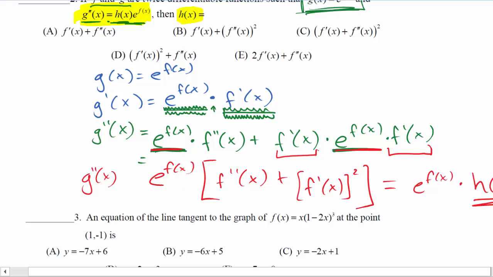So then I look at the options. Which one has f double prime and f prime being squared? Looking very carefully, it will be this one, D. The reason it's not B is because f double prime is being squared. The reason it's not C is because both are being squared. This one just has a 2 in front, and that would be wrong. And this one has no squares.